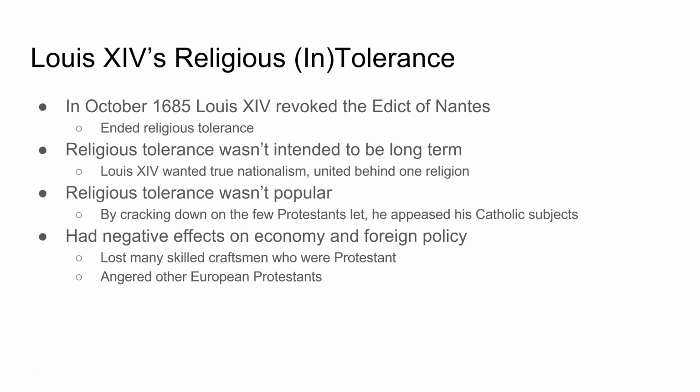Louis XIV kind of ends religious tolerance. So he officially revokes the Edict of Nantes in October of 1685, which ends that religious tolerance for Huguenots, the French Protestants. So Richelieu had ended the political independence of them, and now Louis XIV ends the religious independence of them.